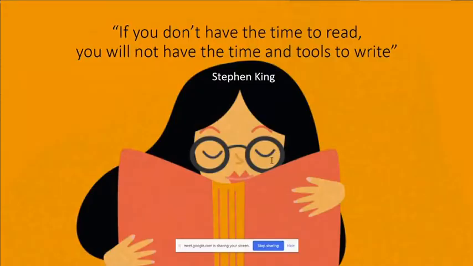Stephen King, one of the prolific writers, non-fiction writers, horror novel and whatnot, says this: if you don't have the time to read, you will not have the time and tools to write. Which is true. It's very much related.